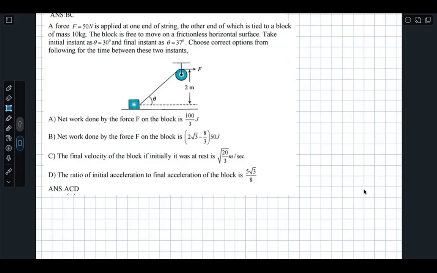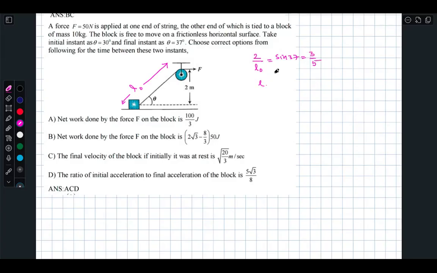A force F equal to 10 newtons is applied at one end of the string. The other end of the string is tied to a block of mass 10 kg. Now, please try to understand, if this is 2, if this is 37 degrees, initially this is of length L naught. Can you please help me in writing L naught? 2 by L naught is sin 37, which is nothing but 3 by 5.